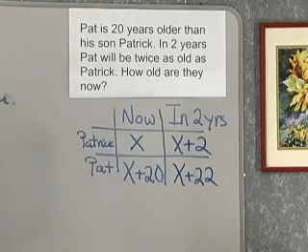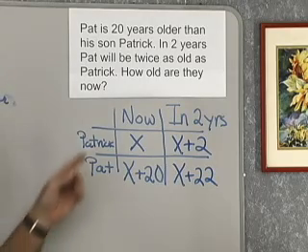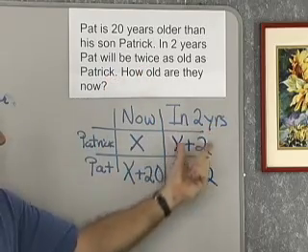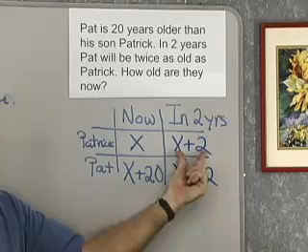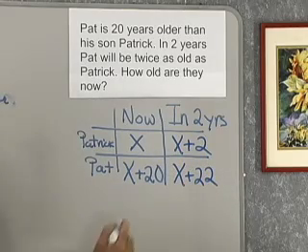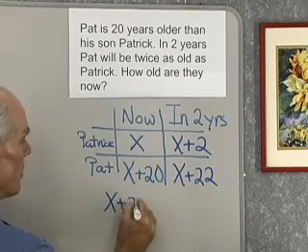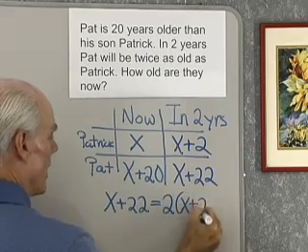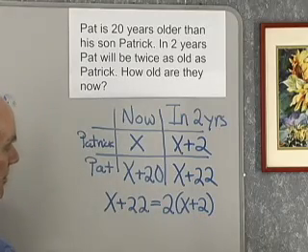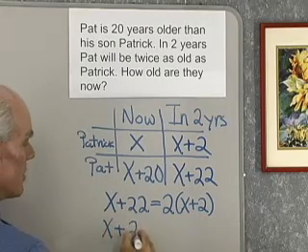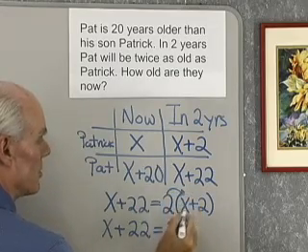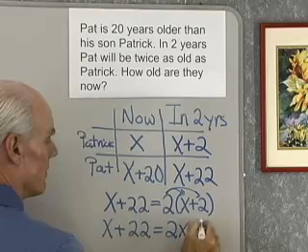Now, I look back to the problem and see what other information I'm given, and I see that in 2 years, Pat will be twice as old as Patrick. So that will give me an equation to solve. Pat's age, x plus 22, will be equal to 2 times Patrick's age. So there I have my equation. Let's solve it. x plus 22 will be equal to, distributive property, 2 times x and 2 times 2.